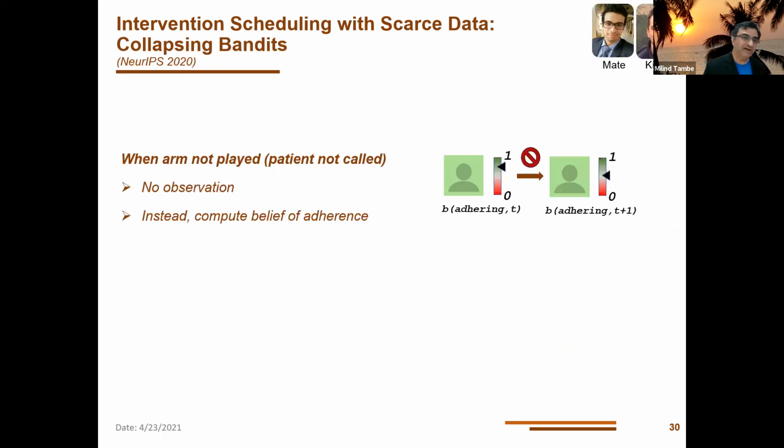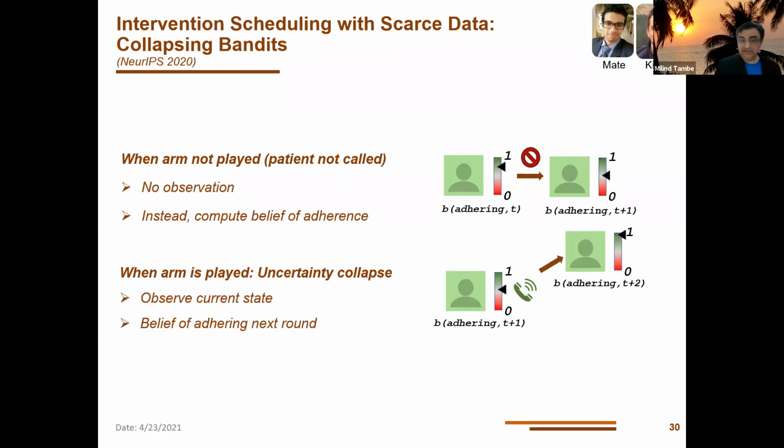So now we have 2 actions per POMDP. So this is when the arm is not played, when the patient is not called. We have no observation about the patient. We may have some belief, the probability of their adhering to taking their medicine. And when we don't call them, with no observation, we have a change of that probability, an update of that belief, generally that the probability of adherence has gone down. When the arm is played, when we call them, they tell us, I've taken my medicine last night. Uncertainty collapses.